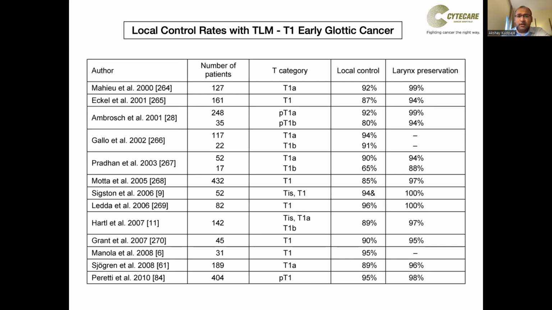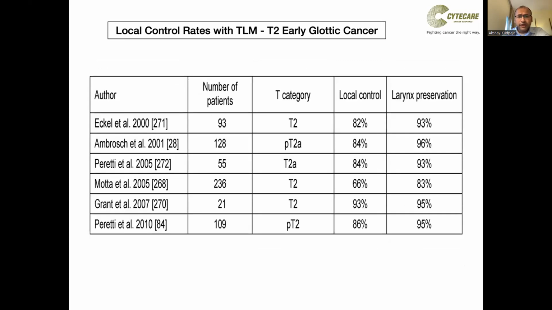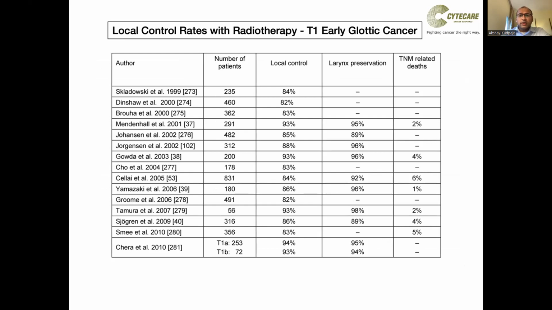In terms of oncological outcomes, there have been numerous prospective as well as retrospective series which show that for T1 vocal cord cancers, the local control rate is upwards of 90%, and the laryngeal preservation rate is similarly more than 95%. For a T2, again, the local control is more than 80%, with the larynx preservation upwards of 85%. Similar to this, radiotherapy again has excellent local control outcomes, more than 90%, with the larynx preservation rate upwards of 90% for T1 glottic cancers.